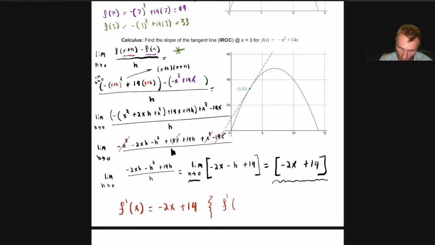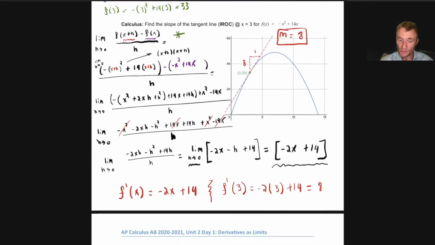f prime of 3. If we do f prime of 3 here, negative 2 times 3 plus 14. That's negative 6 plus 14. That's 8. The slope of this tangent line is 8. It is up 8 and over 1. If you pick any x value, you can draw a line tangent to that curve, and the derivative will tell you the slope of that tangent line.